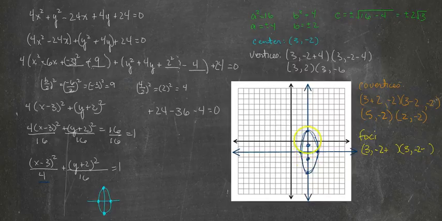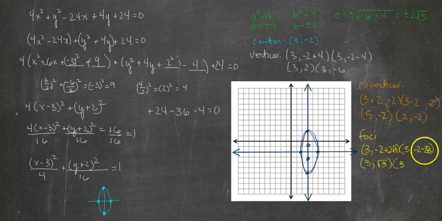And what is the plus and minus that we use for the foci? We use C. So -2 plus 2 root 3, just got it from right here, and -2 minus 2 root 3. And so we can say that the coordinates for the foci are 3, -2 plus 2 root 3, and at 3, -2 minus 2 root 3.